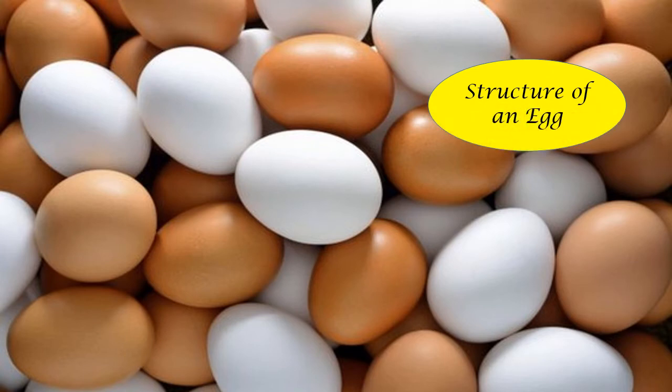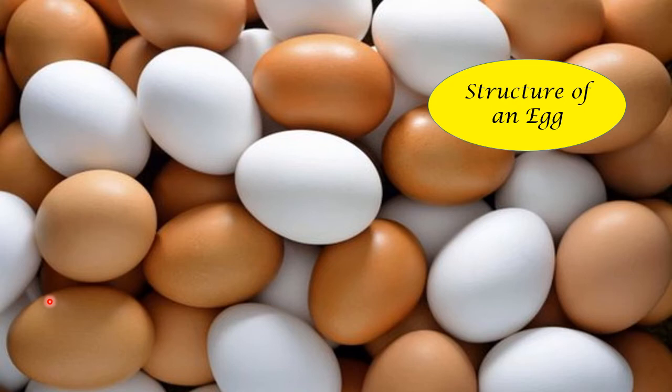Okay, so how does the egg look? Generally, when we were in KG, we learnt about shapes. So the shape of the egg is oval. This is what we were taught. The structure of an egg, it's oval in shape. That's it. But here we're going to learn in depth what this egg contains inside.